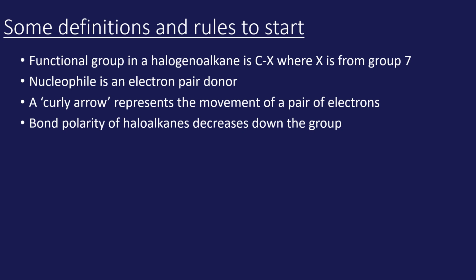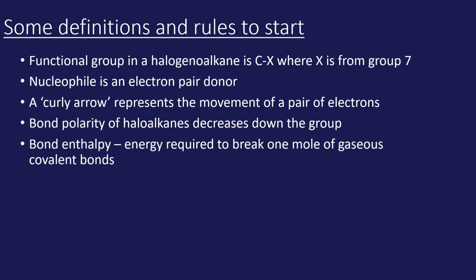Now, carbon halogen bonds are polar, and the bond polarity of a haloalkane decreases down the group. That's because electronegativity decreases down the group. So fluorine at the top is the most electronegative, so a carbon fluorine bond would be the most polar, all the way down to carbon iodine, which would be the least polar, but it is still polar.